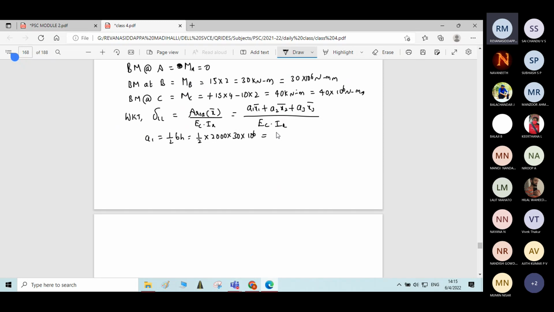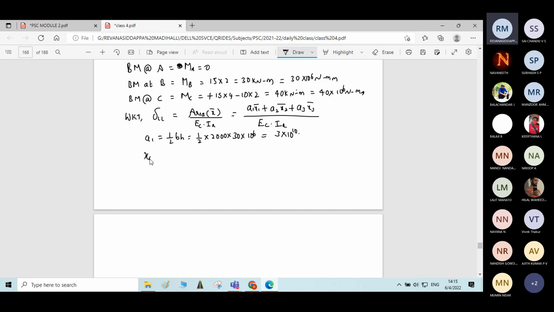The answer which you get is, sorry, 3 into 10 power 10. It is 3 into 10 power 10.